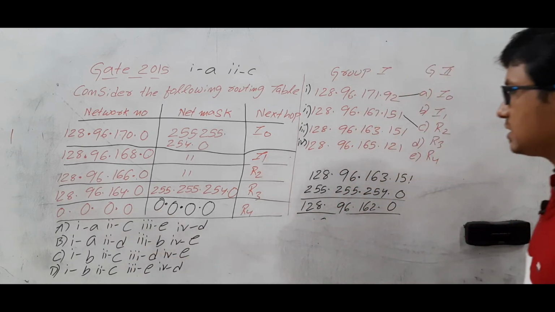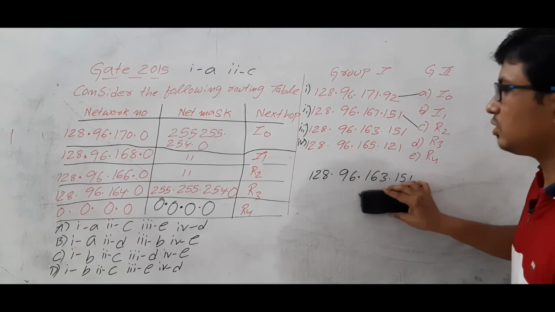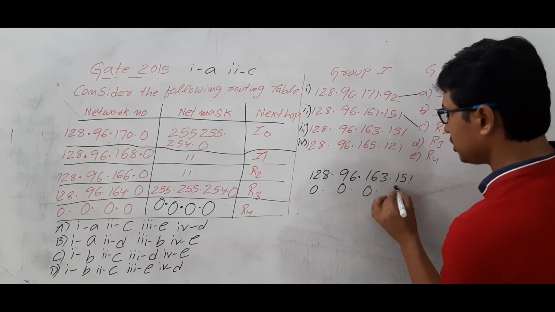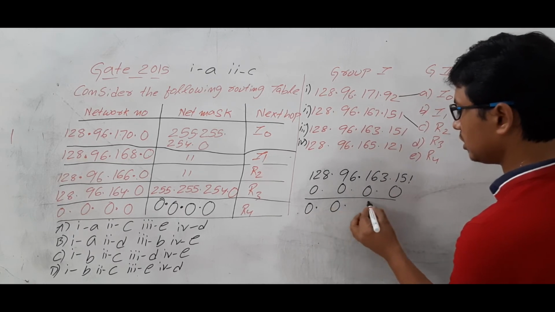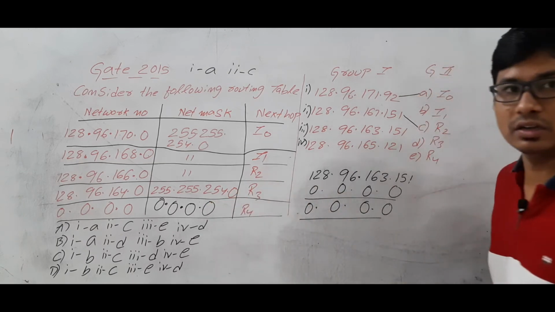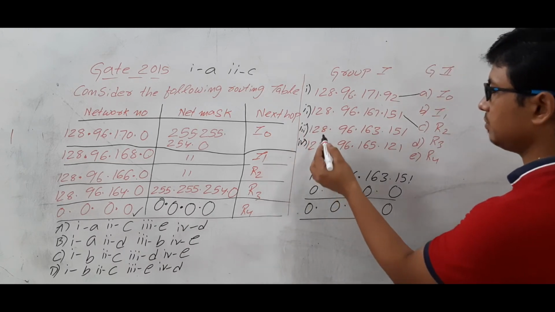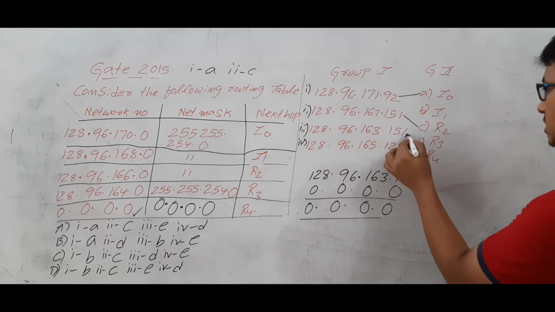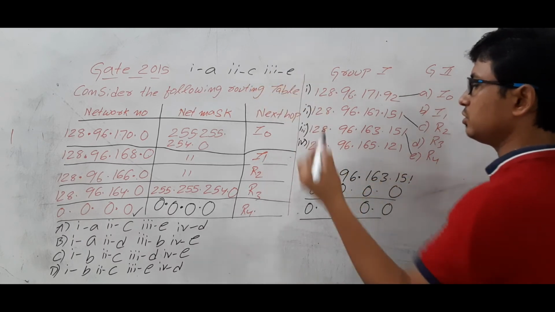Then what you can do is that this IP address 128.96.163.151, you perform bitwise AND with 0.0.0.0. Is it clear? Then you will get 0.0.0.0 because this is the subnet mask for the default. Okay, so which is matching with this one. Then packet 3 means IP address 3 will be traversed using the next hop R4, which is matching with the E. So 3 is matching with E. Please note down that one.